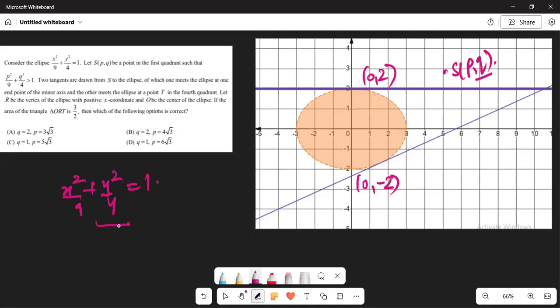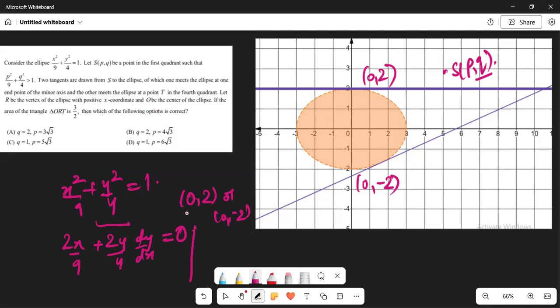Now, how do we obtain the slope of the tangent line? We use derivatives. So we will differentiate this equation with respect to x. So we will get 2x/9 + (2y/4) dy/dx = 0. Now we are considering which point, (0, 2) or (0, -2). So in both the cases, we have x = 0.